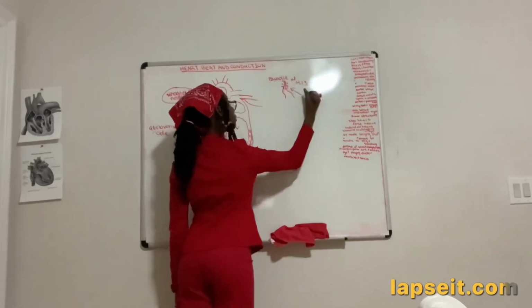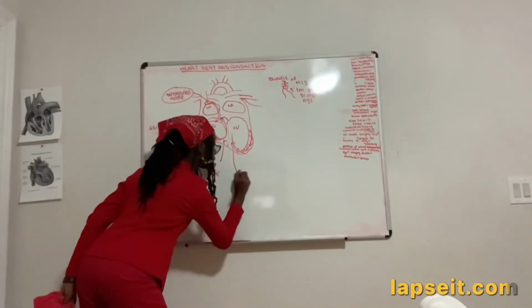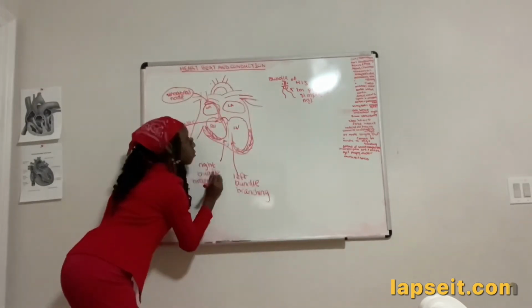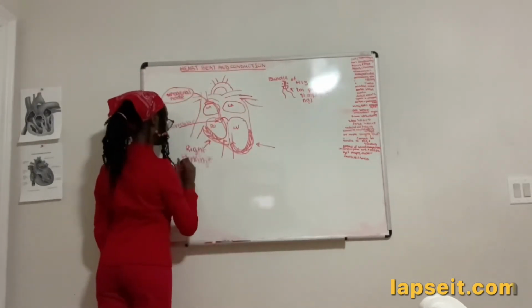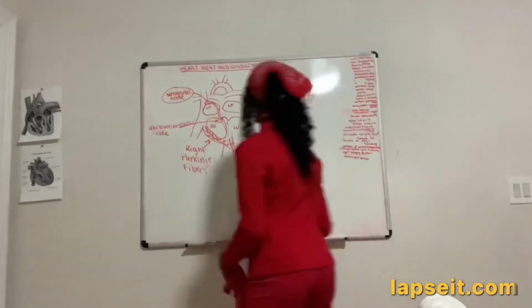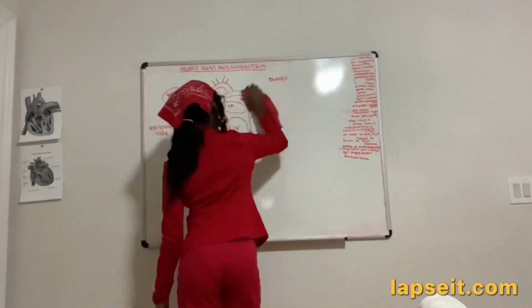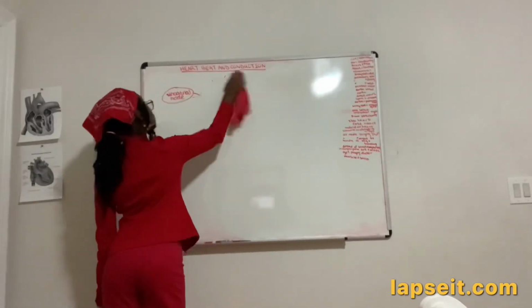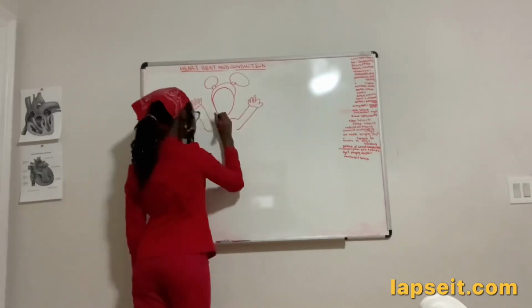The bundle of His runs electrical impulses down the wall or septum between the ventricles and splits into the right bundle branch, which conducts impulses to the right Purkinje fibers, and the left bundle branch, which conducts impulses to the left Purkinje fibers. The Purkinje fibers then rapidly conduct electrical impulses so the ventricles can contract, pumping blood out of the body and allowing the system of conduction to start up again.